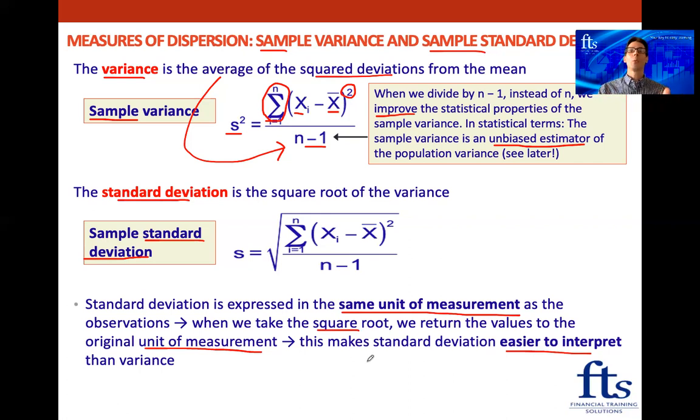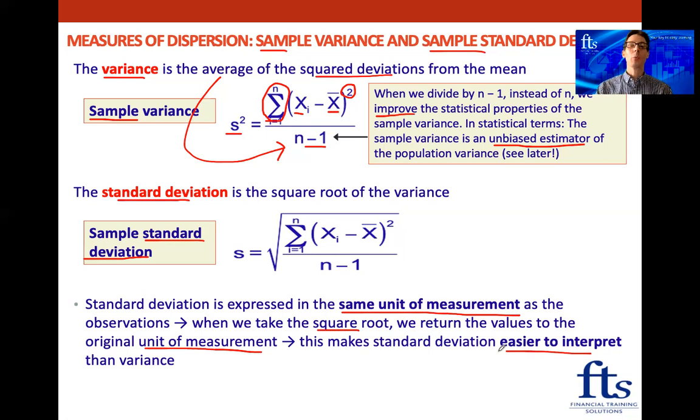So let's just take this little example to explain this. Let's say we've got a sample and all the values are in dollars. If we now interpret standard deviation, the standard deviation is also going to be in dollars, which is much easier to understand, because the variance would be in what? The variance would come out in dollars squared. It's hard to understand what a dollar squared is, but dollars is much easier to understand. So that's why we're going to rather use standard deviation. That's why it's much more common.